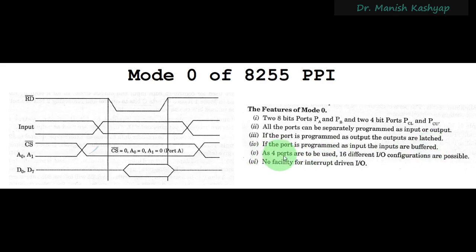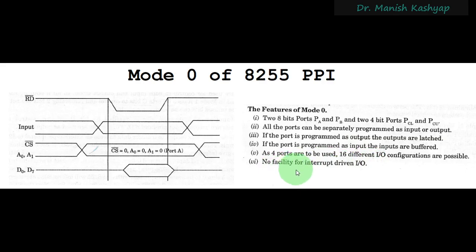Then, as 4 ports are to be used, 16 different I/O configurations are possible, which is very natural because we have PA, PB, PCL, PCU. So any combination of them can be used. And no facility for interrupt-driven input-output is present. We will elaborate more on this point. It will become clearer when we discuss mode 1 and mode 2, because there this handshaking process will be achieved through interrupts, right?